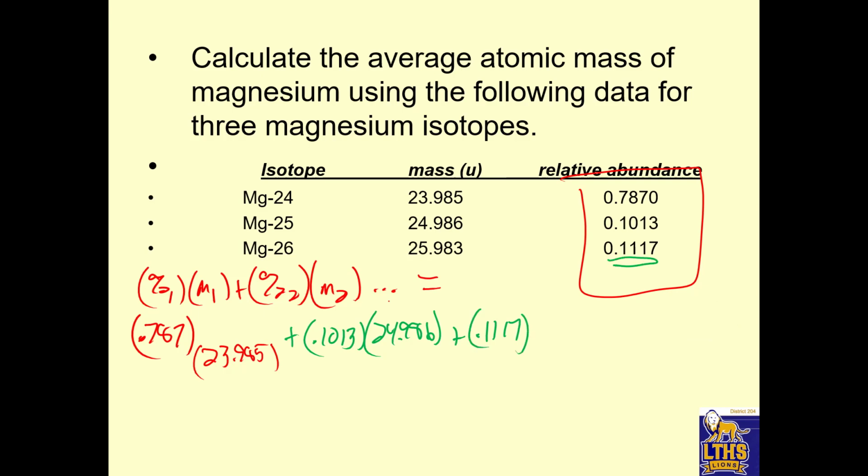1117 is my percentage, and my mass is 25.983. So 0.787 times 23.985. Now, I should notice that my biggest abundance is 24, so my answer should be closest to 24, but bigger than 24. Plus quantity 0.1013 times 24.986, close quantity, plus quantity 0.1117 times 25.983, close quantity, and I get 24.3.